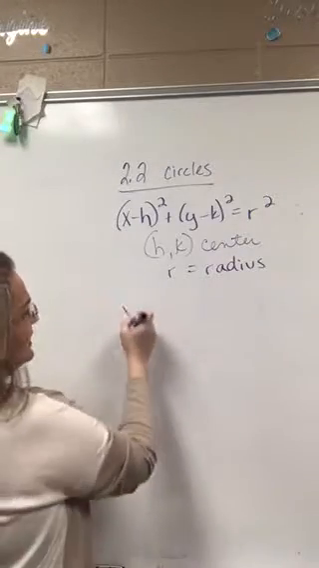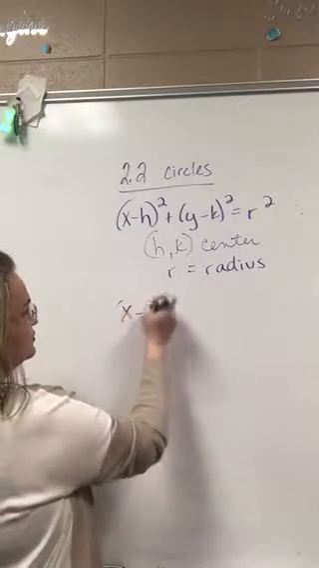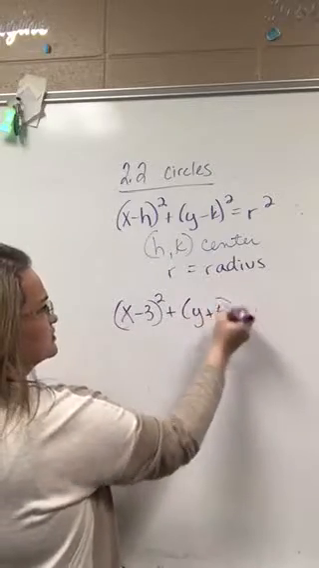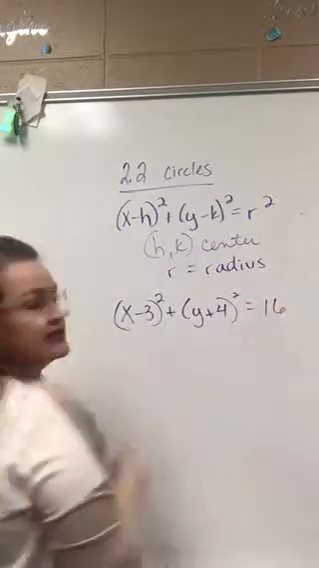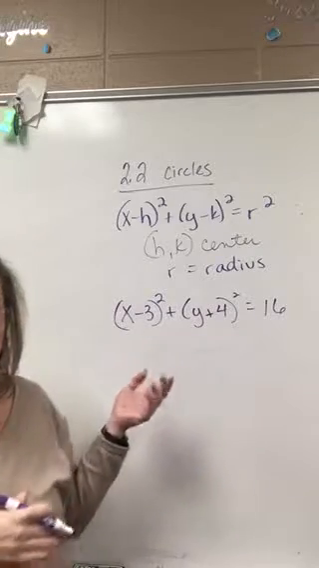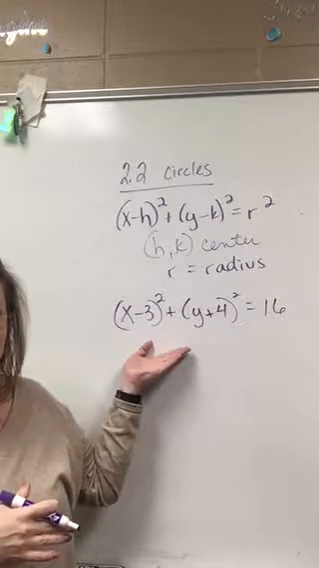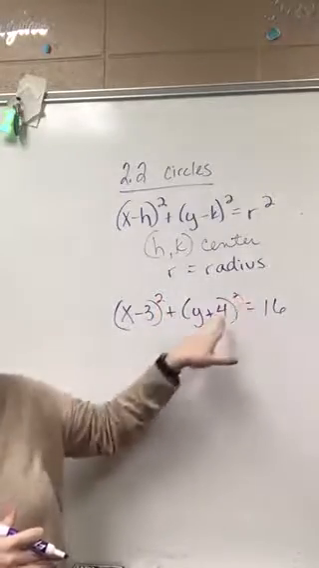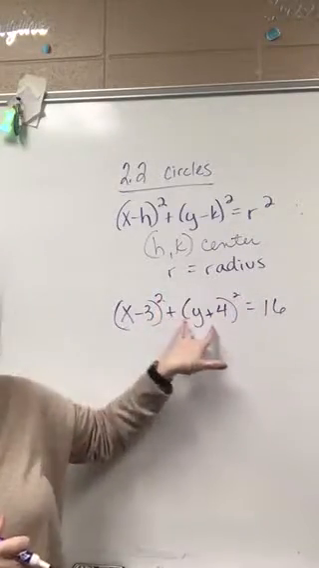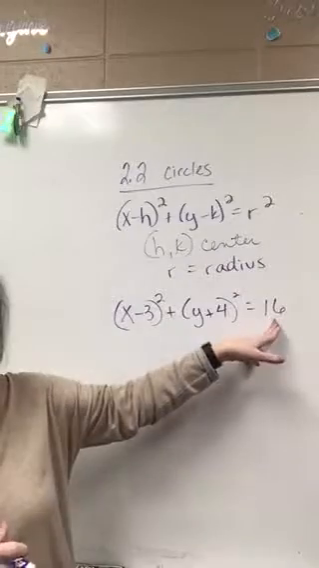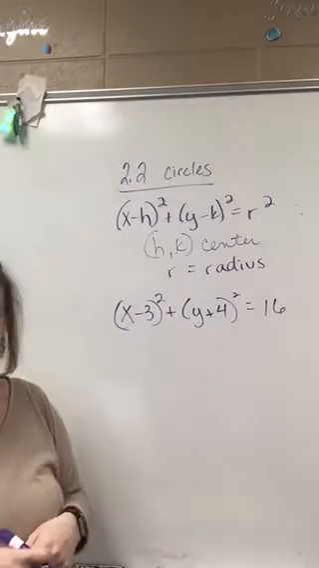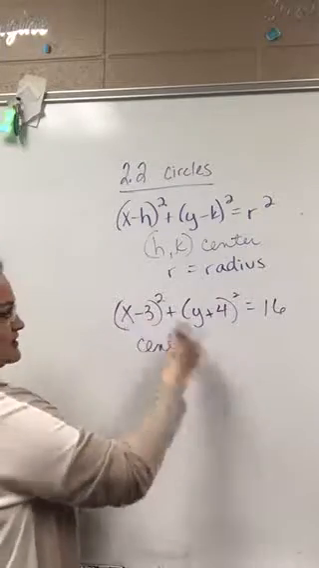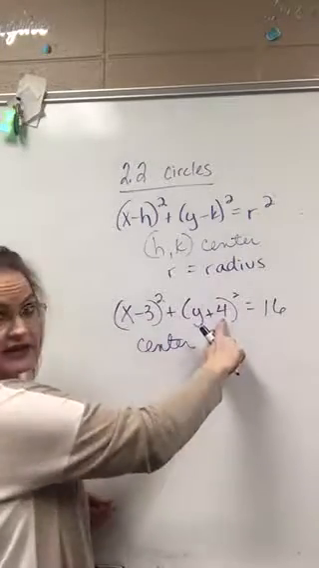So an example of that, maybe we have (x − 3)² + (y + 4)² = 16. This has the setup to be a circle. We suspect it because x is squared and y is squared, but we have these numbers here that offset it from the centering, and the radius is going to be 4 in this case. So the center, or the offset, is positive 3, negative 4.